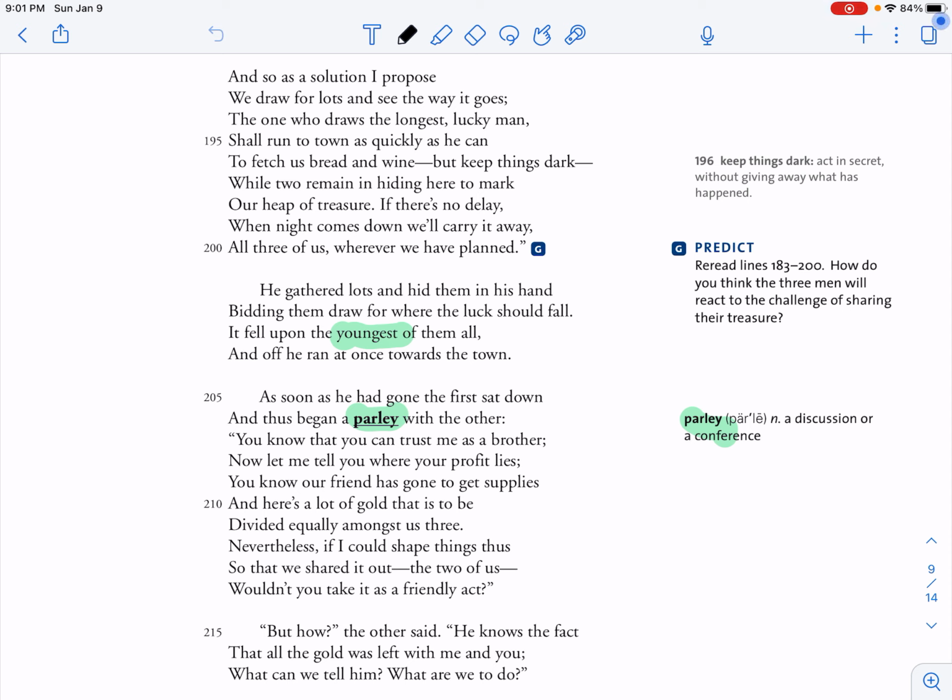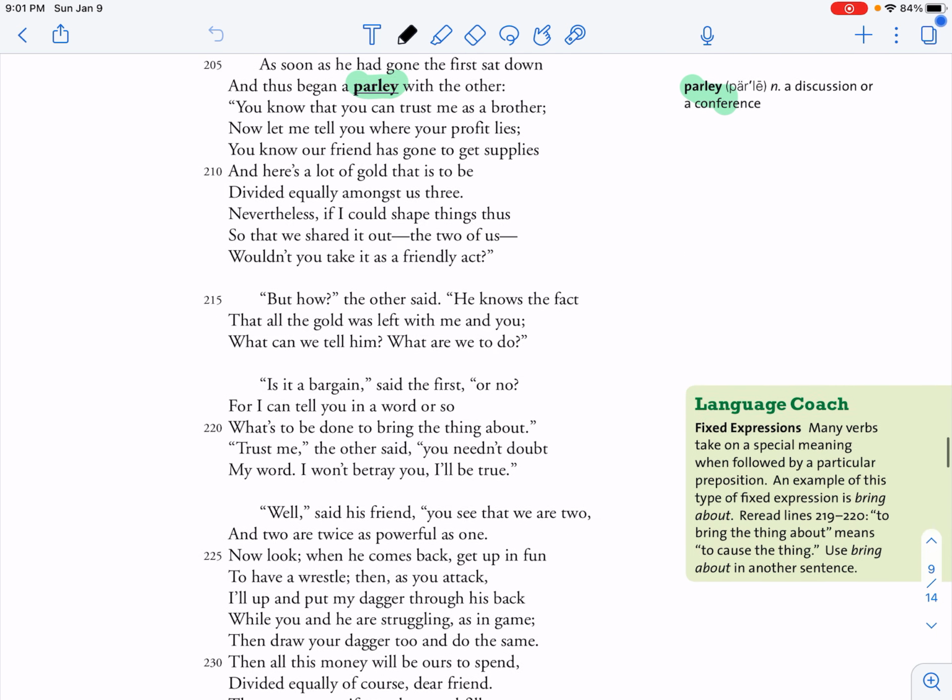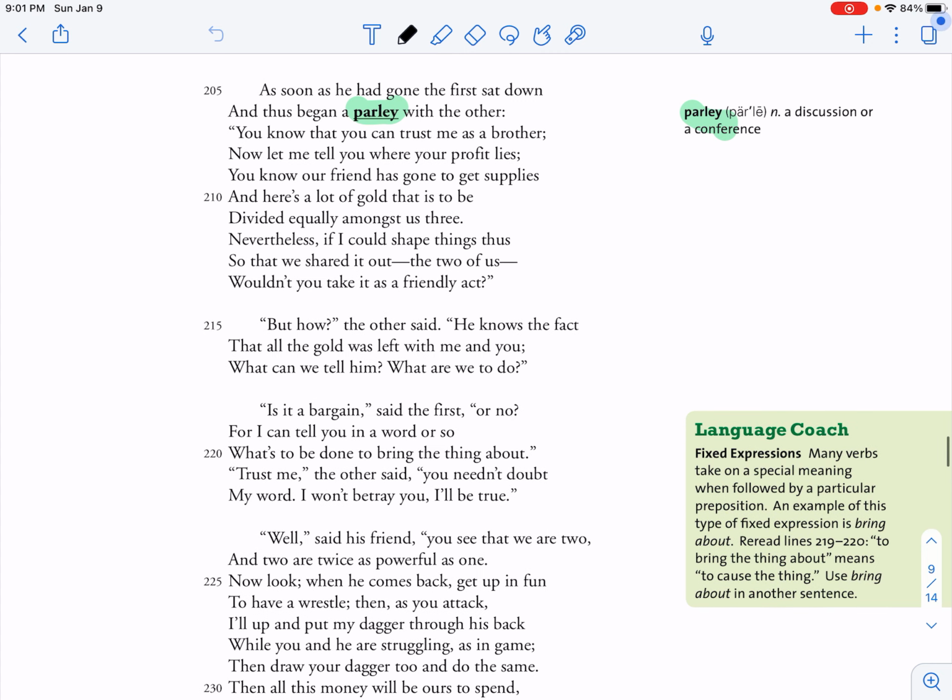Anyway, they draw lots, and the youngest one has to go to the town. He gathered lots and hid them in his hand, bidding them draw for where the luck should fall. It was a setup, by the way. It fell upon the youngest of them all, and off he ran at once towards the town. Now the youngest one left, and the other two are there.